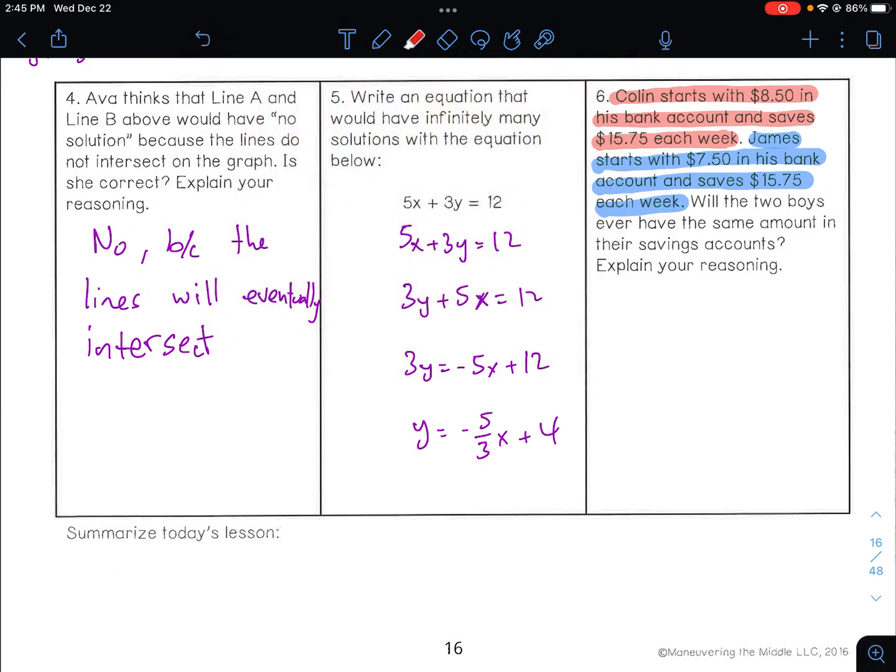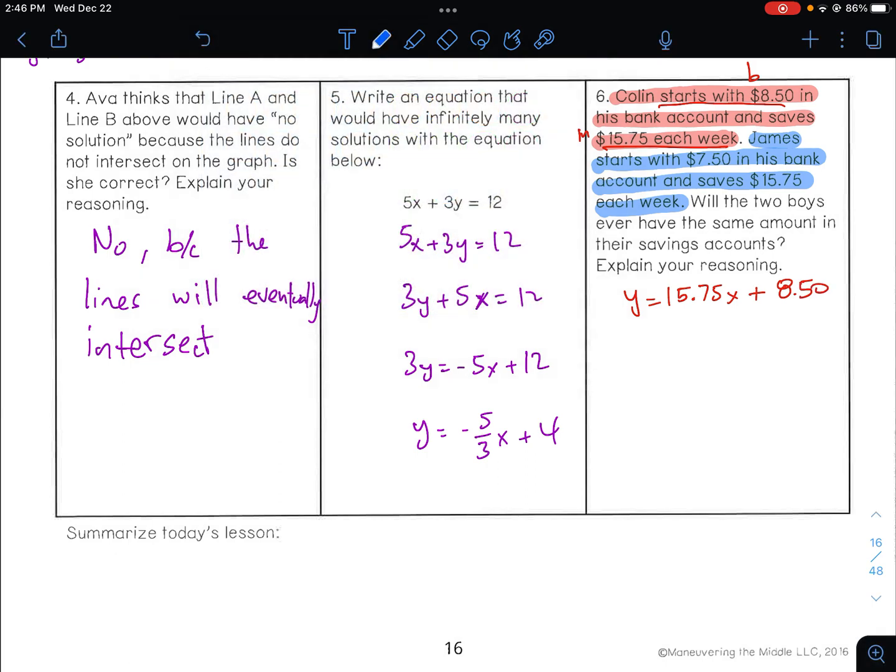Well, $8.50 is the starting point, right? Starts with $8.50. That's our y-intercept. That's our B. And then saves $15.75 each week. That is our slope because $15.75 each week, it's a rate. So M, it's $15.75 times the number of weeks. So let's write our equation. It's y equals something. Our slope, 15.75, rate of change, times x plus my starting point. And that is going to equal y, which is the total money they have in the bank account.